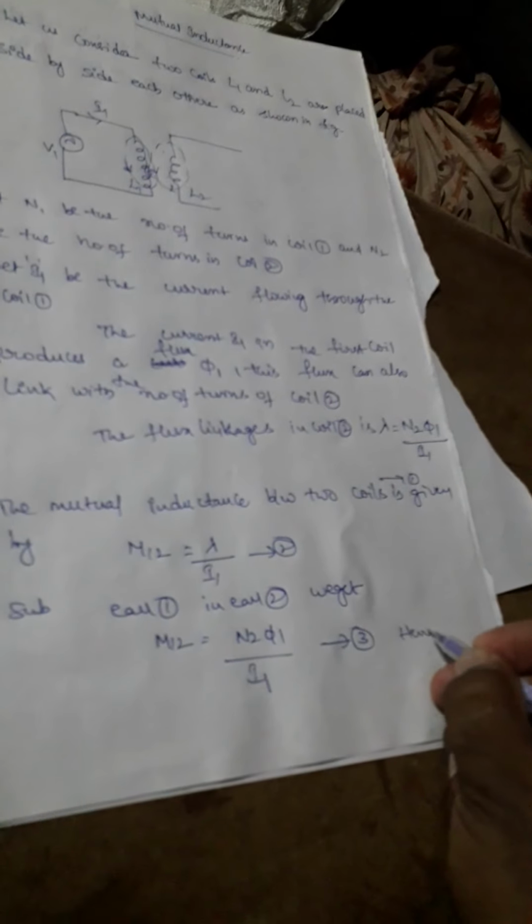Units are henries. Now how do we define mutual inductance? Definition: self-inductance means the flux linkages per unit current, where the flux linkages are due to the same coil's current. But mutual inductance means the flux linkages in a coil per unit neighboring coil current is called mutual inductance.